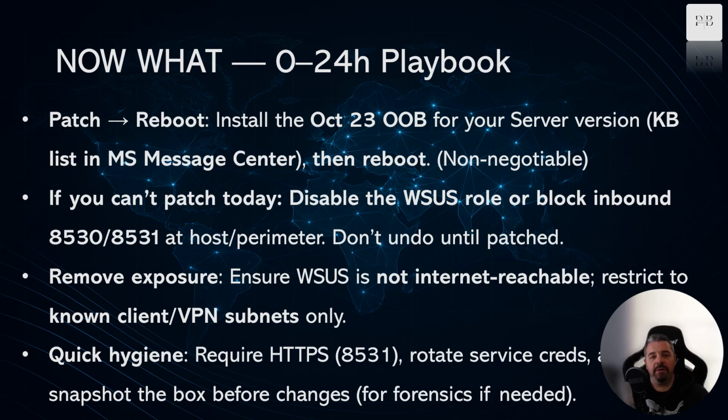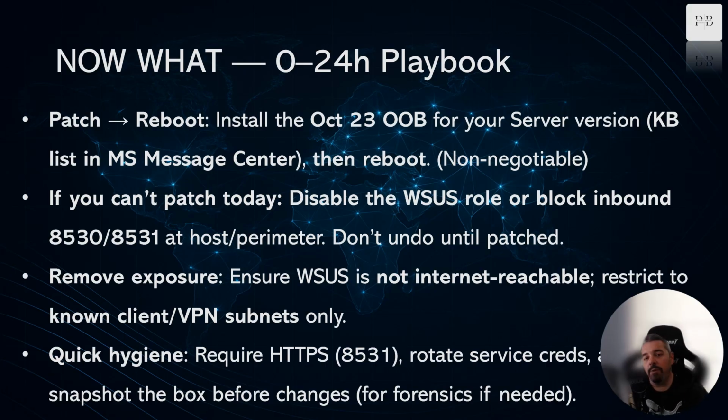So here's the playbook. Do this in order and you will sleep better tonight. Step 1, install the October 23rd out-of-band patch on every WSUS server, then reboot. Remember, no reboot, no fix. If you're not sure it took, check the service patch level right after this video. Step 2, if you can't patch right now, block ports 8530 and 8531 at the perimeter on that host, or temporarily disable the WSUS role. That buys you safety until the update is in.